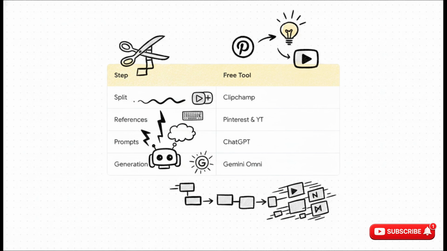Now, to pull off this workflow, you do not need expensive software. The source actually outlines this specific stack of entirely free tools. So you'll grab something like Clipchamp for splitting and merging those 10-second clips. You'll scour Pinterest and YouTube for your visual references. You're going to use ChatGPT to generate your text prompts. And finally, Google Flow, which uses the Gemini Omni model, for the actual video generation.